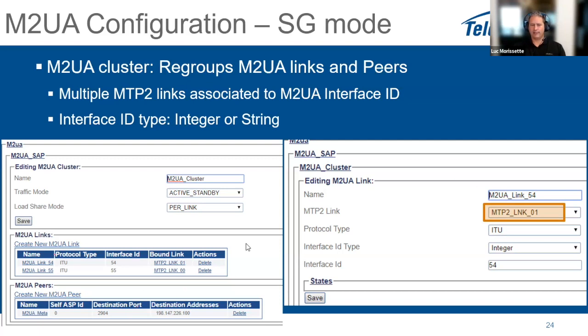So if I go inside the M2UA link configuration, you see this, you can give it a name. This name will show in the status. So if it can help you to give a name that is relevant, that is good. Here you will choose your MTP2 link that you want to attach with the interface ID. And here you need to specify the interface ID type and the ID. So here there's two choices, integer or string. You need to make sure you choose the correct one according to the remote site. Okay. And then the interface ID value. So you will do this twice, one for the 54, one for the 55, if you have 2 MTP2.